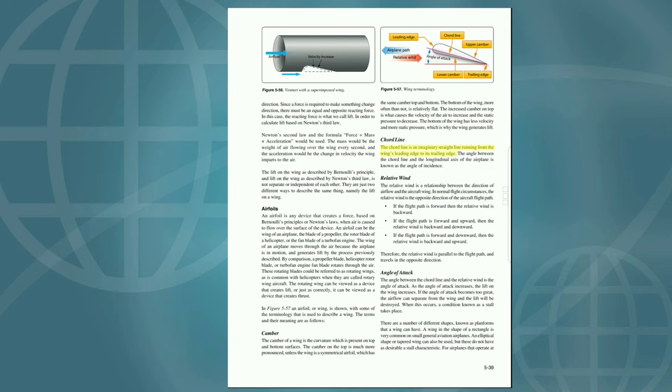Chord line. The chord line is an imaginary straight line running from the wing's leading edge to its trailing edge. The angle between the chord line and the longitudinal axis of the airplane is known as the angle of incidence.